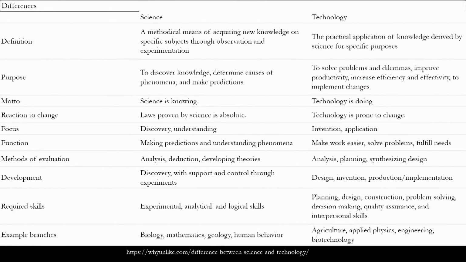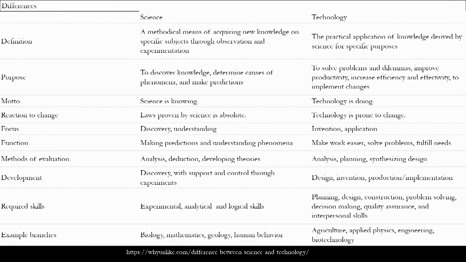Focus. The focus of science is discovery and understanding, whereas for technology, the focus is invention and application. We have discussed earlier also that science discovers and understands, whereas technology uses this discovery for invention of new techniques or new instruments, etc. Function of science is making predictions and understanding phenomena.